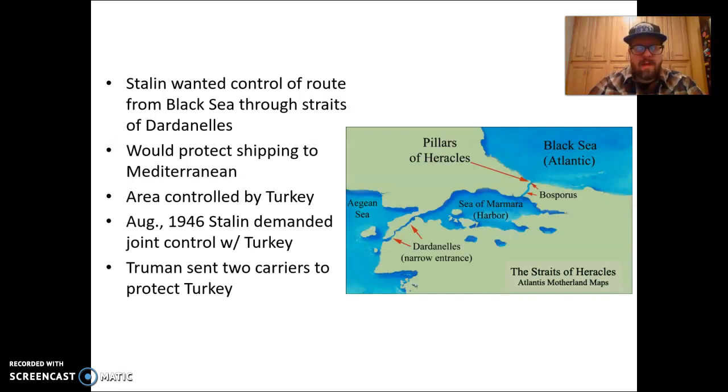And Turkey didn't want to do that. Turkey did not want the Soviet Union to have access. So once again, in order to try to facilitate containment, President Truman sent 2 Navy carriers to the Mediterranean and into the Dardanelles and into the Sea of Marmara, just south of the Bosporus, in order to protect Turkey. That if the Soviet Union by force would try and take this area and jointly use it with Turkey or attack Turkey, the United States would be there to help Turkey out.